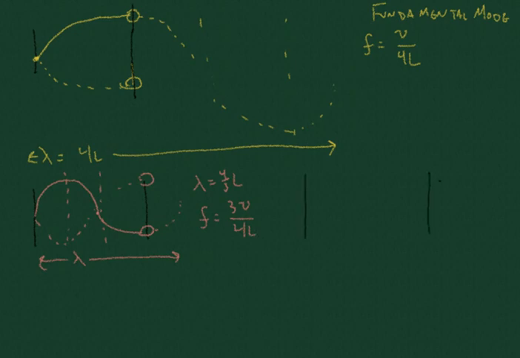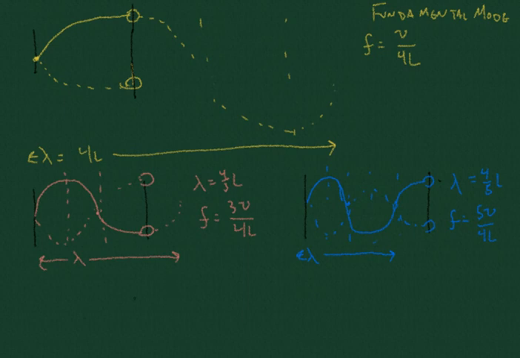Well, we look at the next one. So now we can add 2 more nodes. And now we see, tracing through these, now if we look at lambda, we see that lambda is going to be less than L. And so again, we split it up. We know that we need to go into quarters. So we have 1, 2, 3, 4/5. So this is going to be 4/5 L. So the frequency is 5 times the speed over 4L.